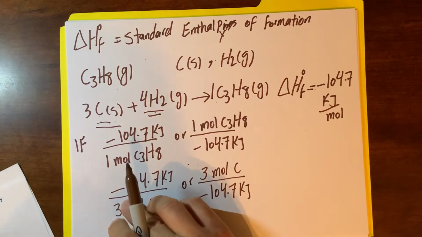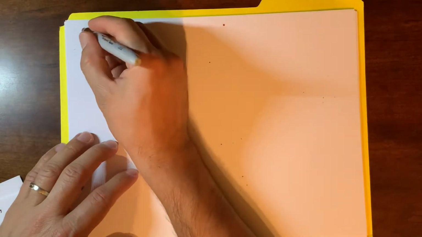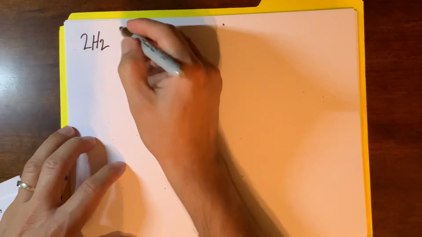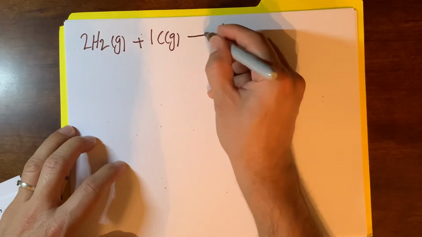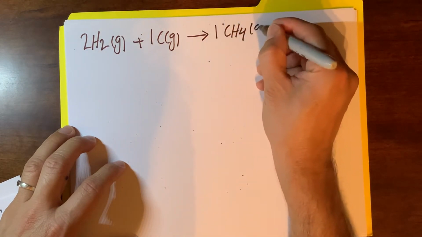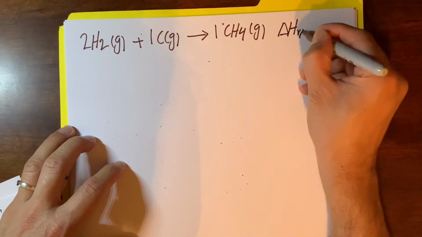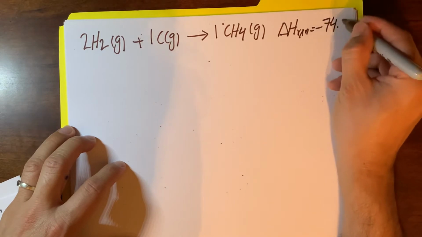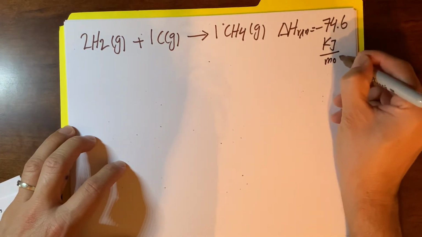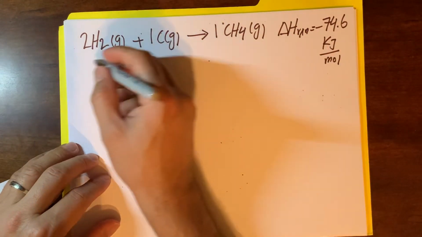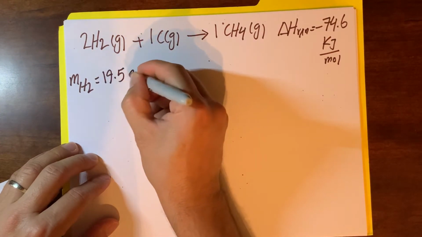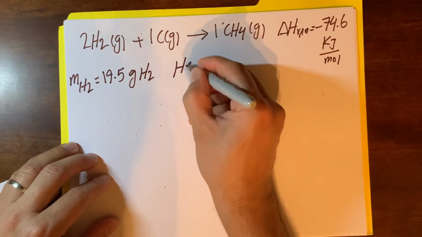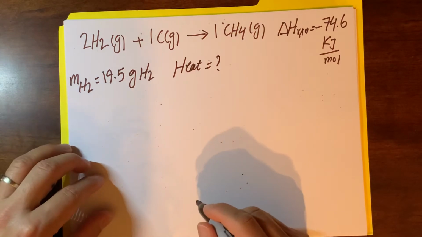And here's the first example about it. We have 2 moles hydrogen gas plus 1 mole carbon, we get 1 mole CH4 gas. Delta H of this reaction is equal to minus 74.6 kilojoule over mole. The question is saying that if we start with a mass of hydrogen, 19.5 gram of hydrogen, how much heat will we get? Okay, how much heat will we get?